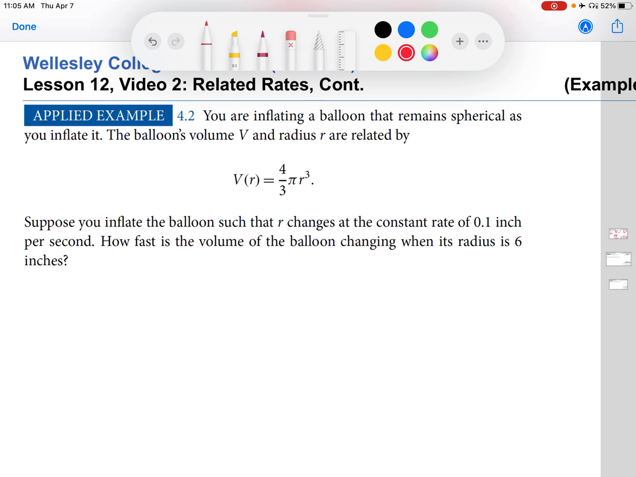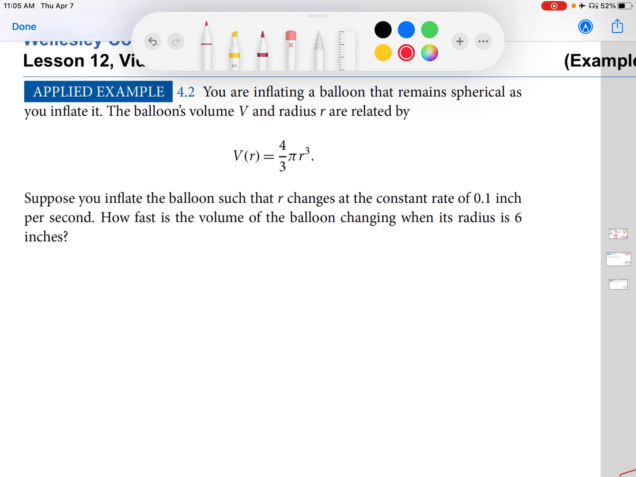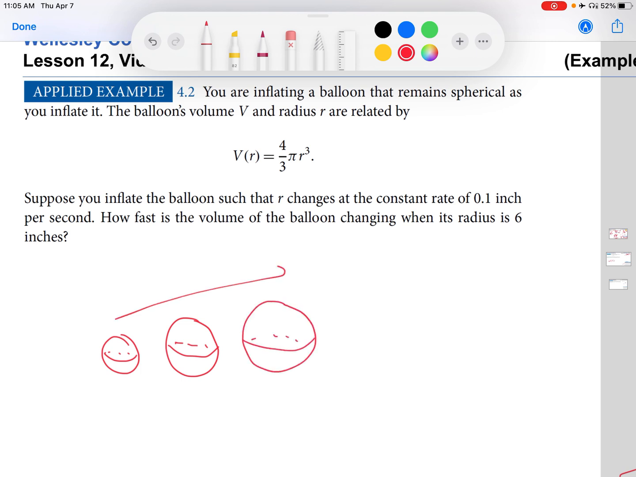It says you are inflating a balloon that remains spherical as you inflate it. Okay, so one of the first things in that box 4.1 is to draw a diagram. So there's a balloon here, and it remains spherical as you inflate it. I'm trying very hard to draw spheres here. And this is, as time goes on, you inflating the balloon.